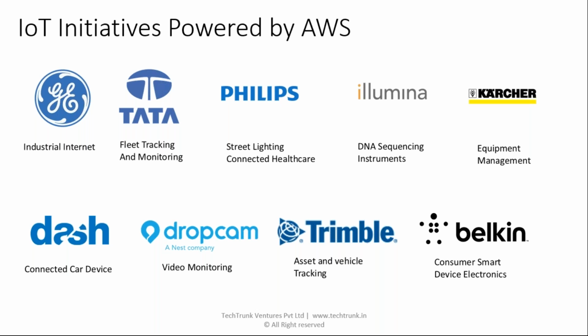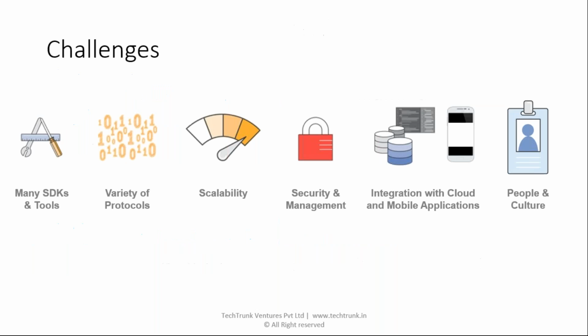And you have Tata for fleet management, they use it. Philips for street lighting, DNA sequencing, and others like Dropcam, Trimble, Belkin, Dash, and Cardon. So all these are companies which use services by Amazon. There are even more than this. A long list is there.